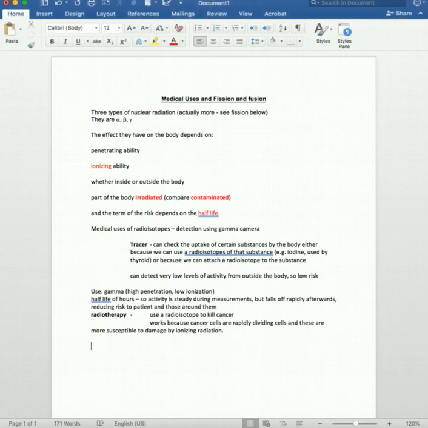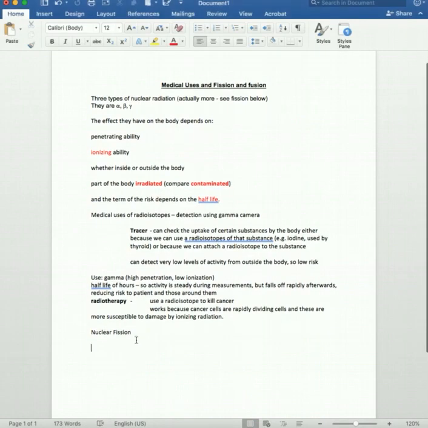Now, in terms of nuclear fission, there are 2 kinds of nuclear reaction that we're interested in. Nuclear fission is what we do on Earth to make electricity. A nuclear power station uses nuclear fission.